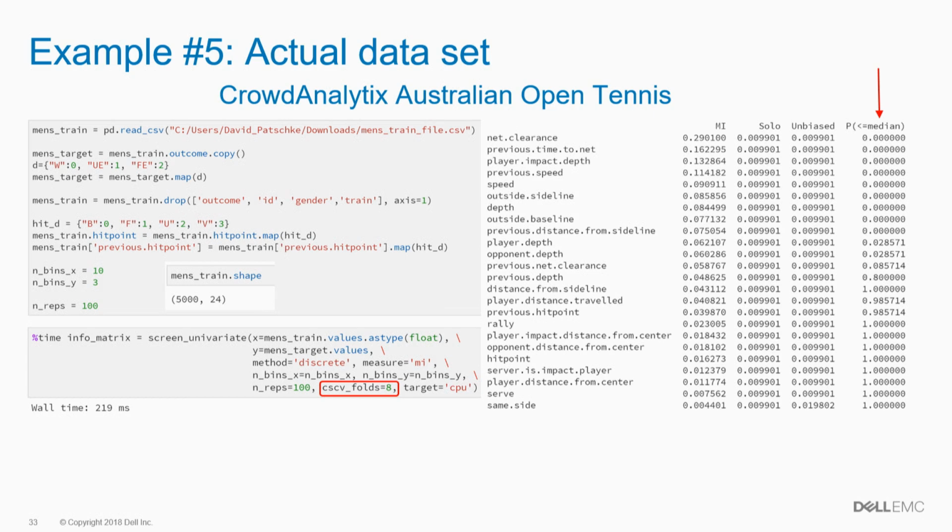But basically, you're dividing your data set up into eight regions, and then you're taking chunks of four, the combinations of chunks of four. So you can imagine, eight chunks, combinations of four, there's a lot of computation actually going on with this CSCV. The fact that it did it in 219 milliseconds, even with that few observations, is incredibly quick. Now, what does the p less than or equal to median actually tell us?